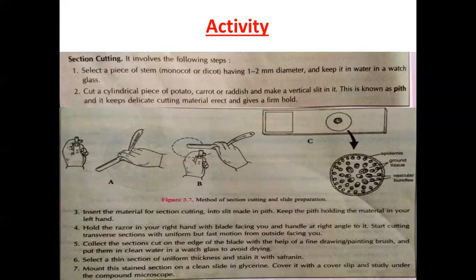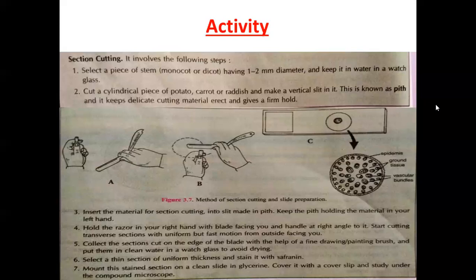Select a thin slice of uniform thickness and stain it with safranin. Mount the stained section on a clean slide in glycerine, cover it with a cover slip and study it under the microscope. So that's how we go through the anatomy of a monocot or dicot stem, that is the transverse section cutting of the stem. And by doing this, we can observe different types of tissues.